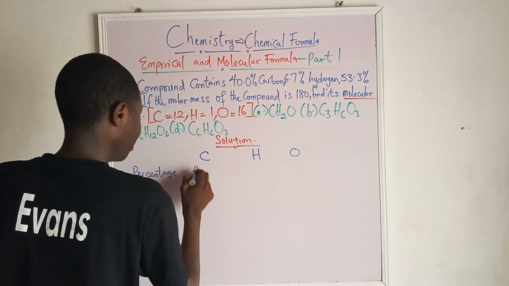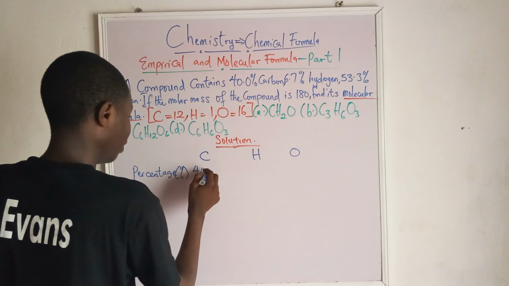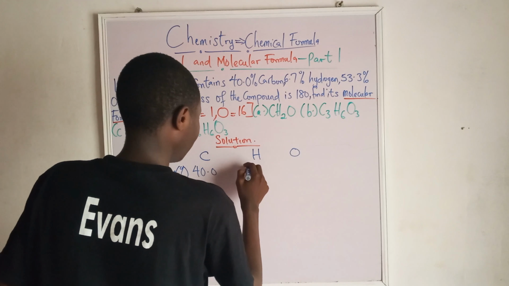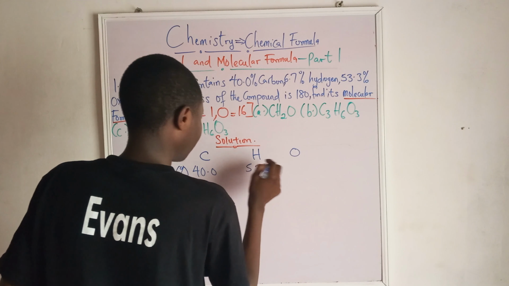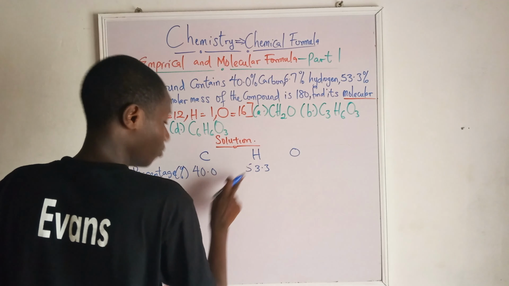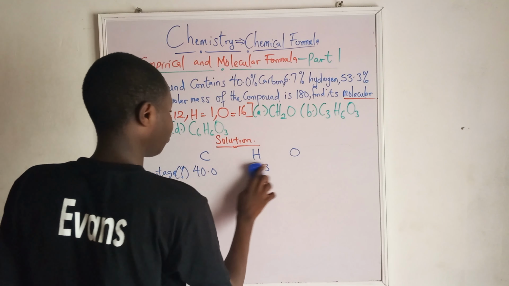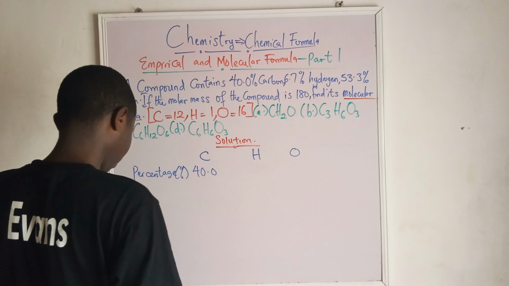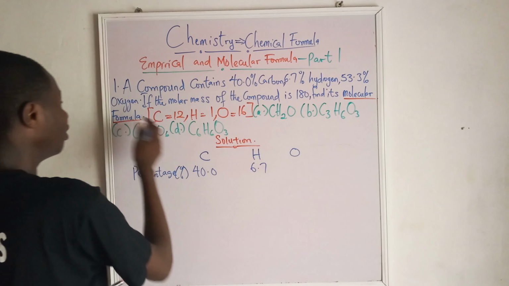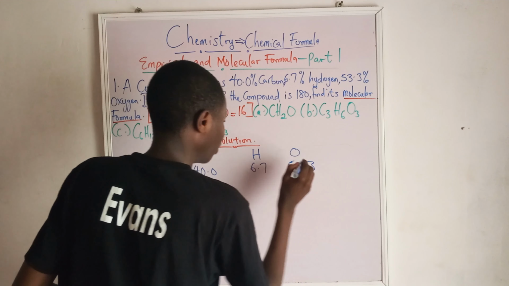They give us 40.0. So let me write this, you don't need to put percent in front of them again. What's the percentage of hydrogen that they give us? Sorry, the hydrogen is 6.7. So that is 6.7. The percentage of oxygen is 53.3. I hope you can see my handwriting.